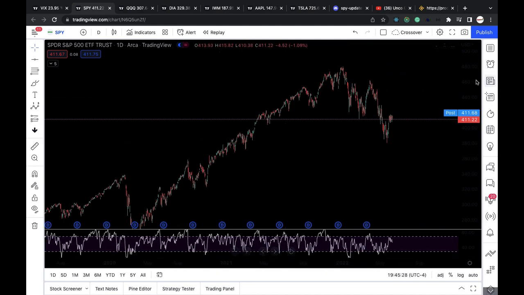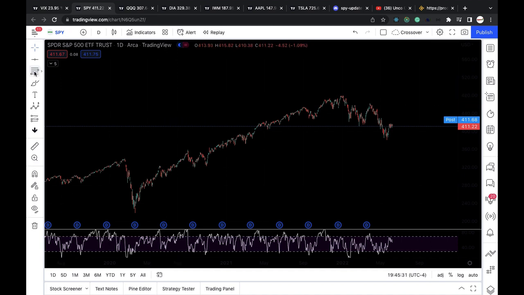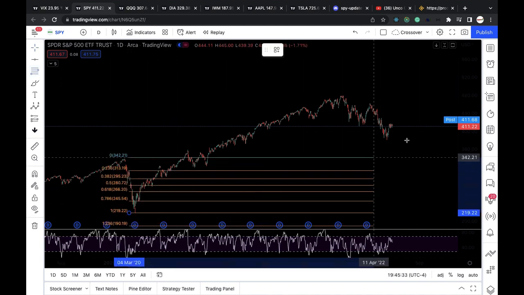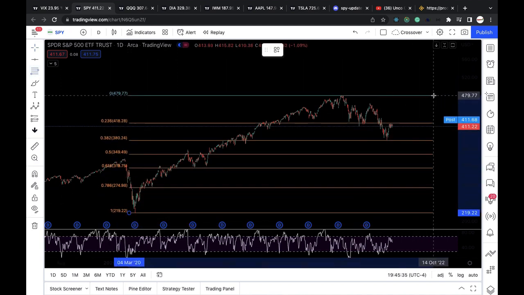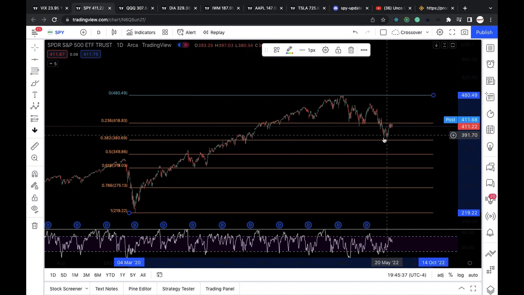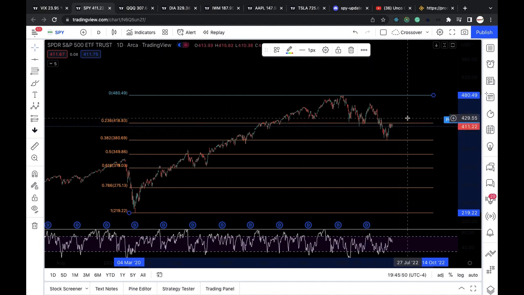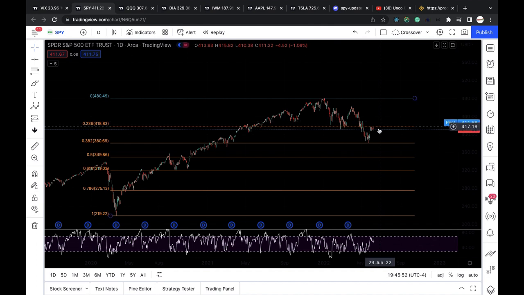If we use fib levels from the March 2020 low, which is what I usually do, you can see that we got a perfect bounce from the 38.2 retracement level. So that would mean 418.8-ish or 4.5-ish is the next fib level at 23.6. It would be pretty bullish if we can clear that level based on Fibonacci levels. Not everybody likes Fibonacci, but I love Fibonacci.